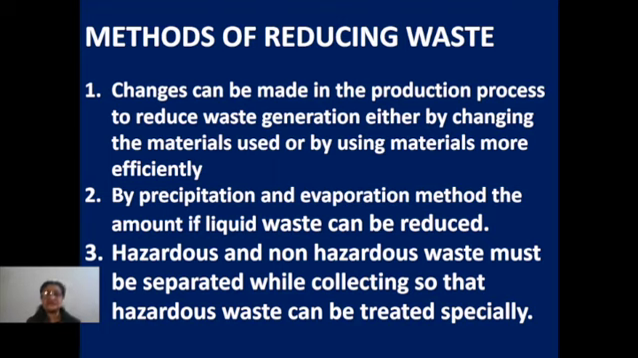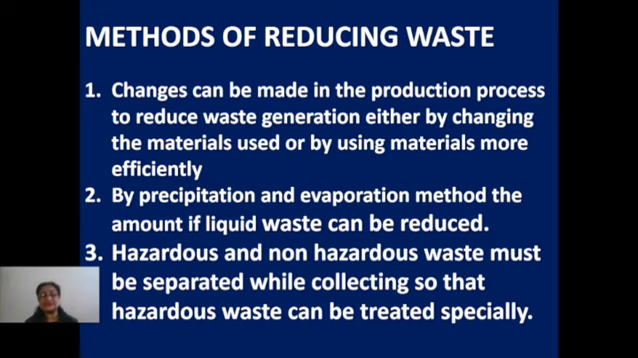Basically, changes can be made in the production process to reduce waste generation, either by changing the materials used or by using materials more efficiently. So we can have several technologies which release less waste out of it. So that is again one method to reduce the waste. Then by precipitation and evaporation method, the amount of liquid waste can be reduced.